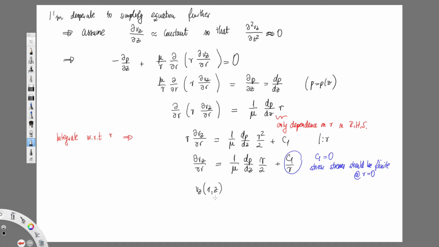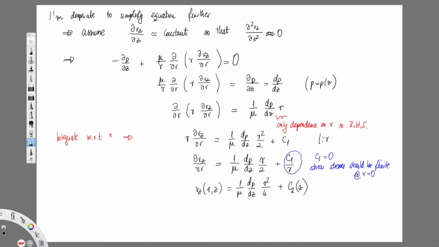Remember, vz is a function of both r and z. Now, do I have just a constant here, or is this constant a little more special? Yeah, it's a function of z, so it's something that doesn't depend on r. So in that sense, the only difference between incompressible and compressible is that this could be a little more complex, so it's not necessarily linear.